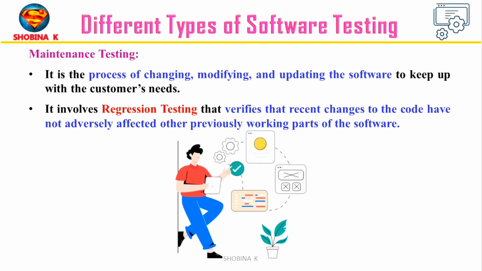So maintenance testing helps in preventing new defects or issues which arise due to the changes in software. It ensures that the software remains stable and reliable even after the modifications have been made. So by conducting maintenance testing, a software system can continue to meet the user needs and expectations over time.